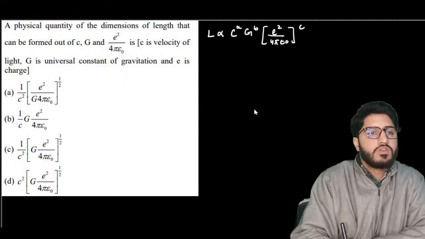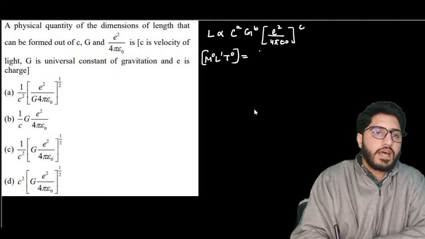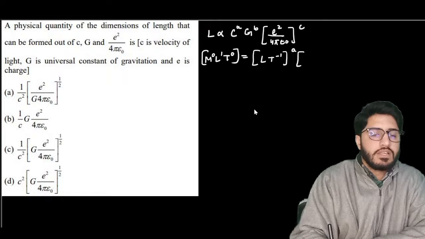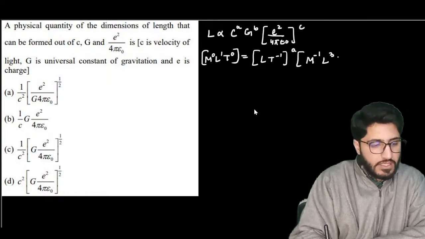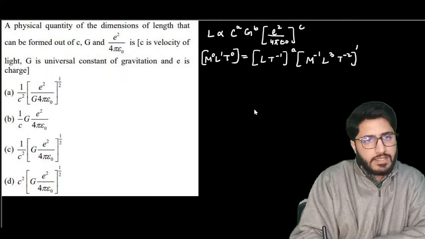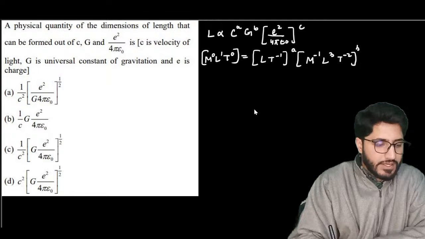How can we get it now? I can write M0 L1 T0 equals to, what is c? c is the speed of light, that is L T minus 1 power a. What is G? It would be M minus 1 L3 T minus 2 power b. And e, what is e? It is a charge, right? e is charge.